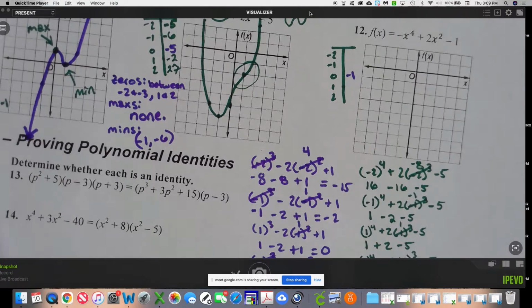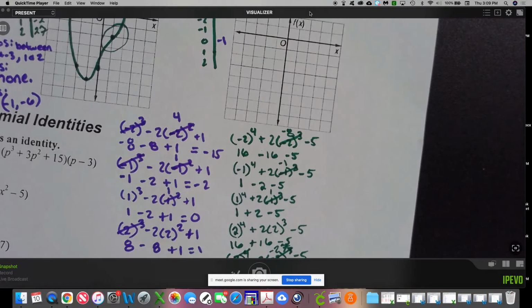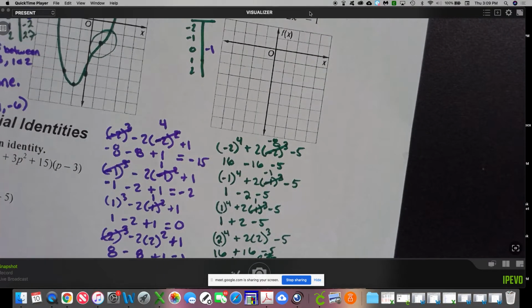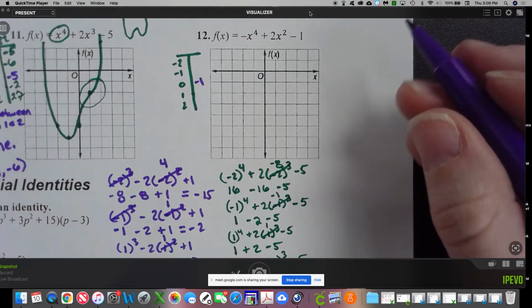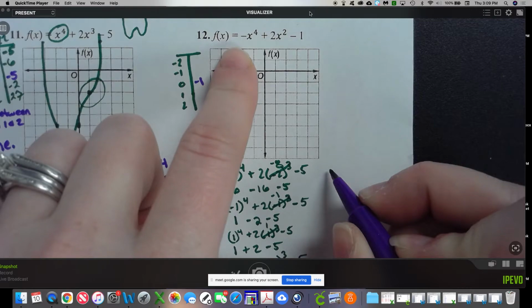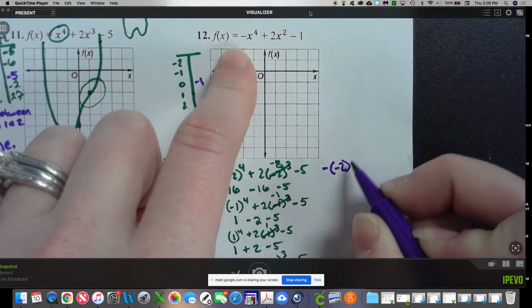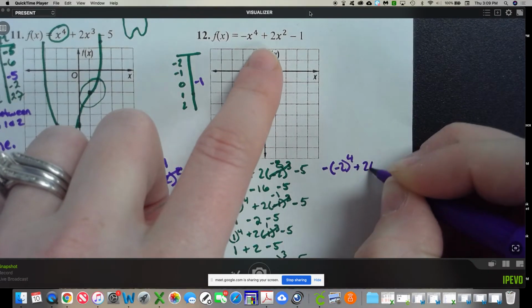Okay, 12. Are we ready for 12? We have enough room? Oh boy. Okay, number 12. Plugging in -2. -2 to the 4th power plus 2 times -2 to the 2nd power minus 1.